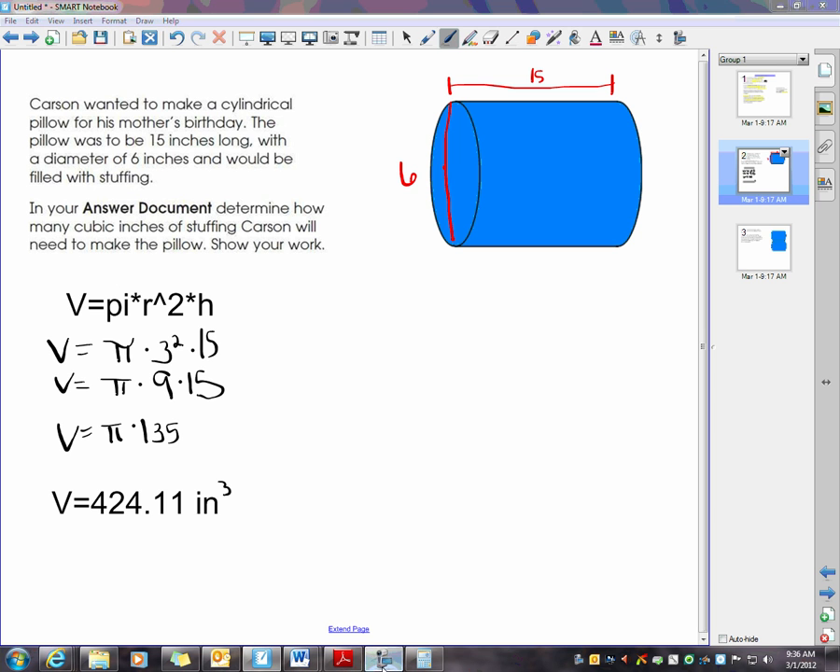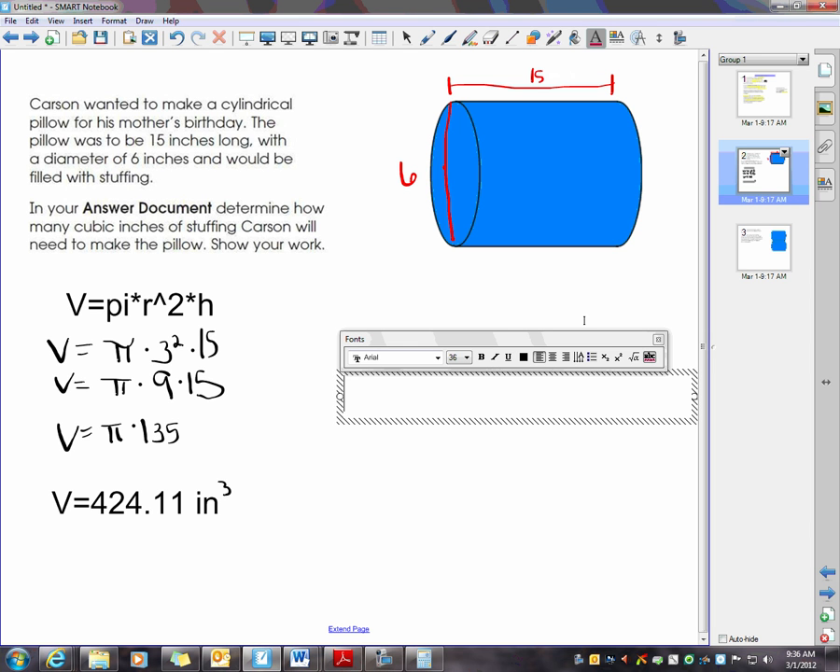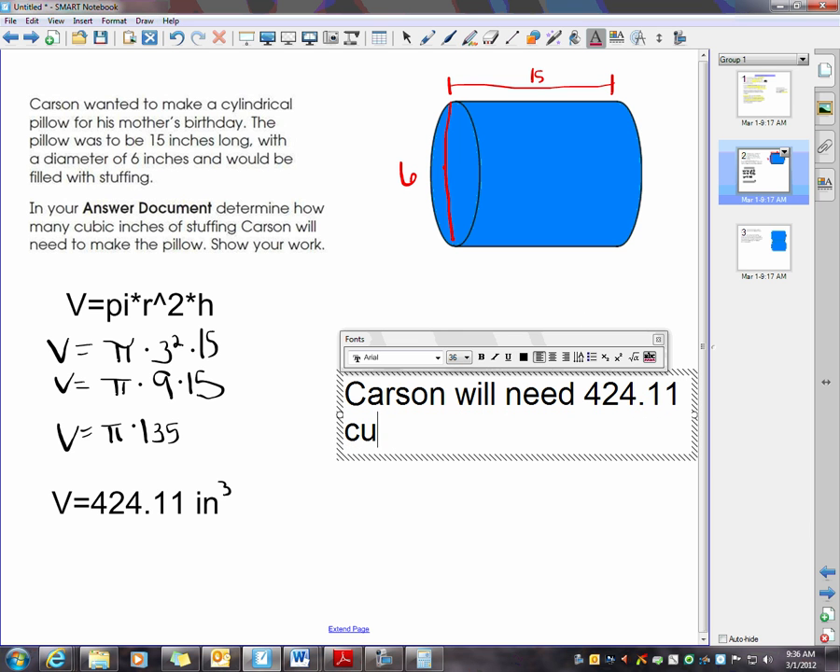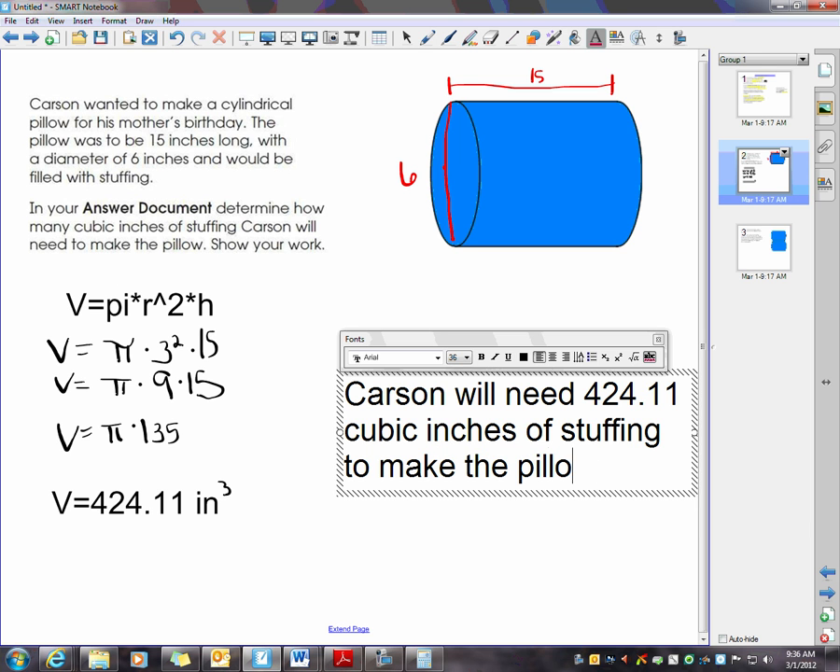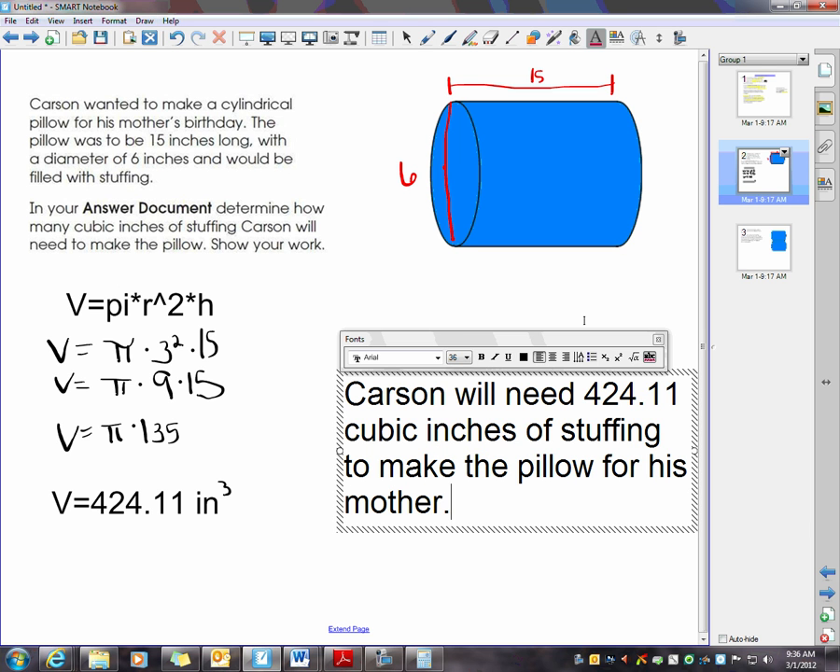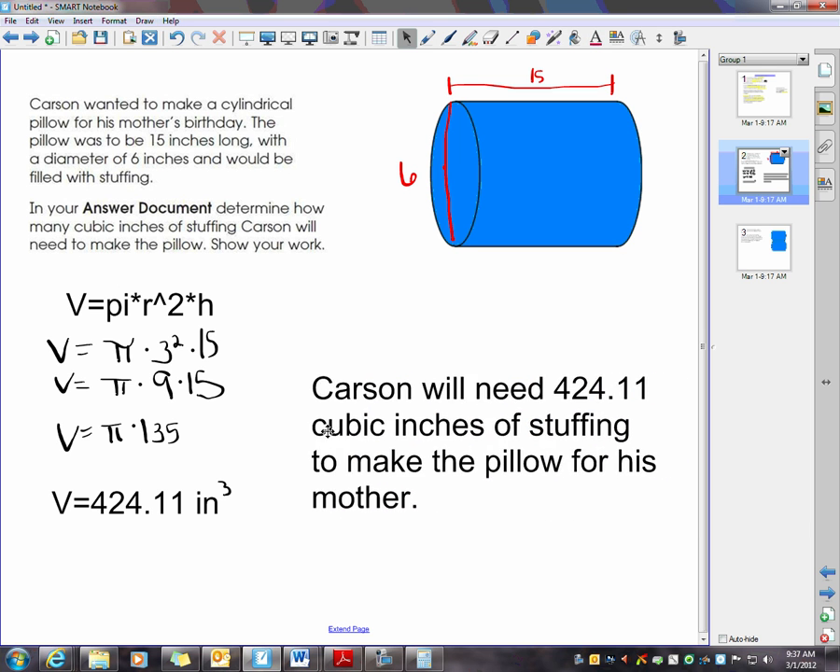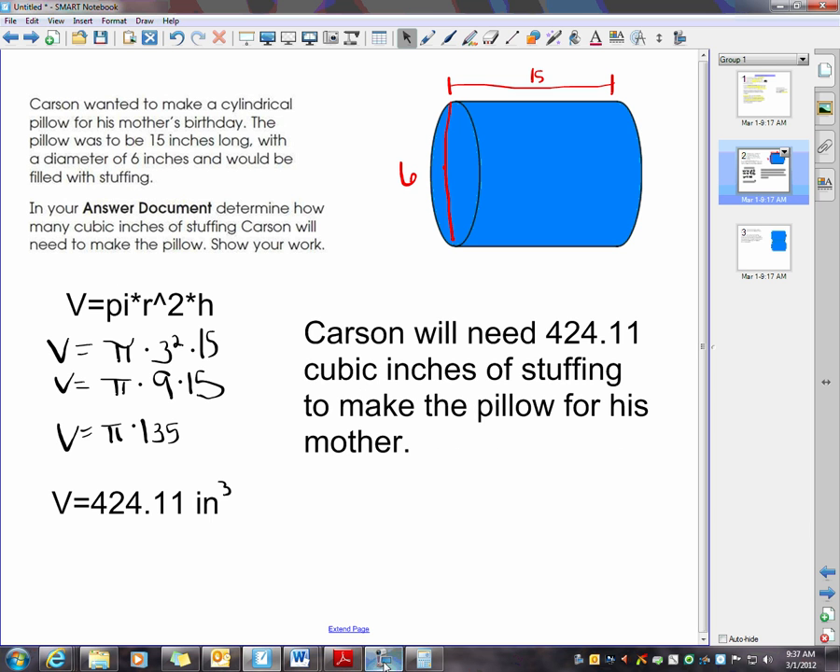So that's the first part of this problem. That is how many cubic inches of stuffing Carson will need to make the pillow. So I'm going to write that in a sentence so the grader knows what I've done. So Carson will need 424.11 cubic inches of stuffing to make the pillow for his mother. So that is part 1. Part 2 will be in the next part of this video.